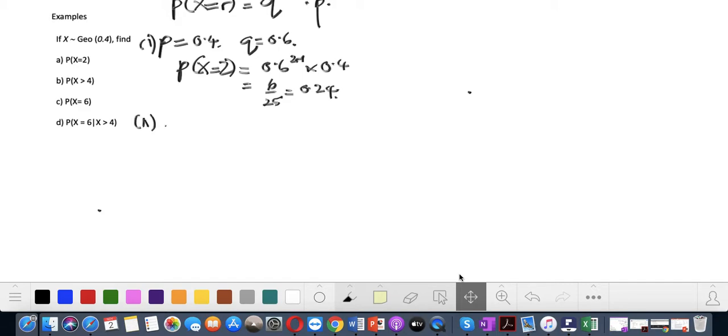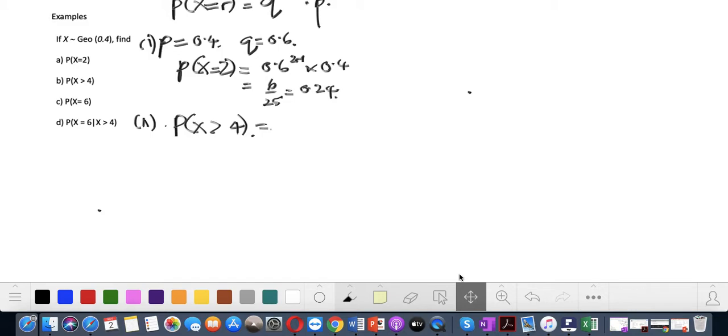Number 2, when x is greater than 4. Okay, the probability when x is greater than 4. This is the same as the first hit being 5 and beyond. So the very first hit is 5 and beyond. So there's no hit between 0 to 4.